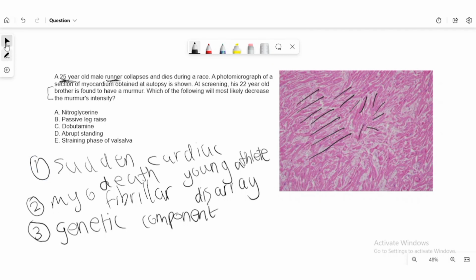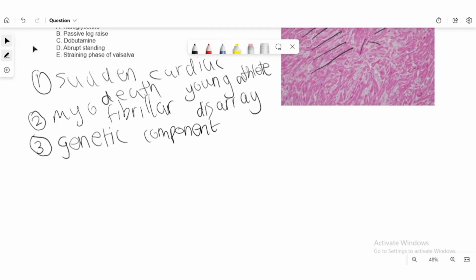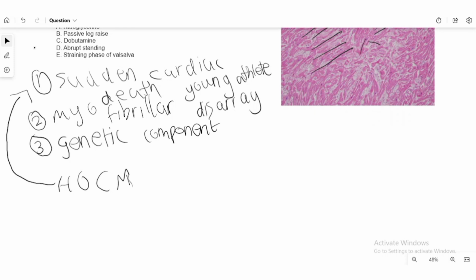So let's take a look at what these clues lead us to. Based on these three things, a sudden cardiac death in a young athlete, myofibrillar disarray, and the fact that there is a genetic component involved, we can safely deduce that this is probably hypertrophic obstructive cardiomyopathy. Hypertrophic obstructive cardiomyopathy is the most common cause of sudden cardiac death in young athletes. It presents with myofibrillar disarray, and it has a genetic component. It is inherited in an autosomal dominant fashion. Okay, so it has autosomal dominant inheritance.